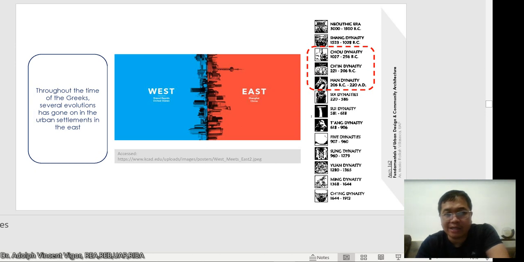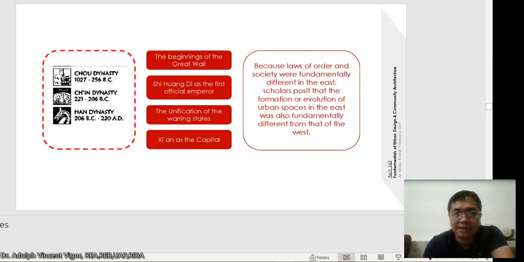So throughout the time of the Greeks, several evolutions went on in the urban settlements in the East. In the East, we have the Chu dynasty from 1027 to 256 BC, Qin dynasty 221 to 206 BC, Han dynasty 206 BC to 220 AD. This is the beginning of the Great Wall, with Shi Huangdi as the first official emperor, the unification of the warring states, and Xi'an as the capital.